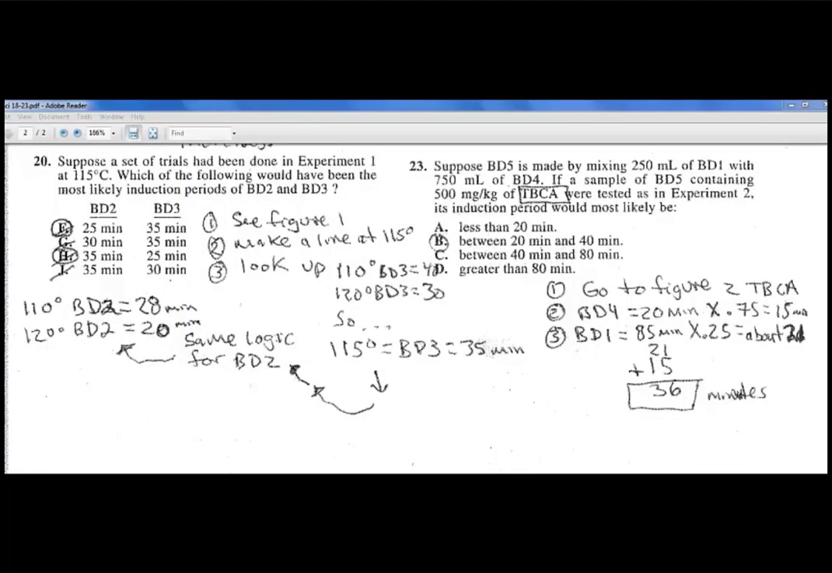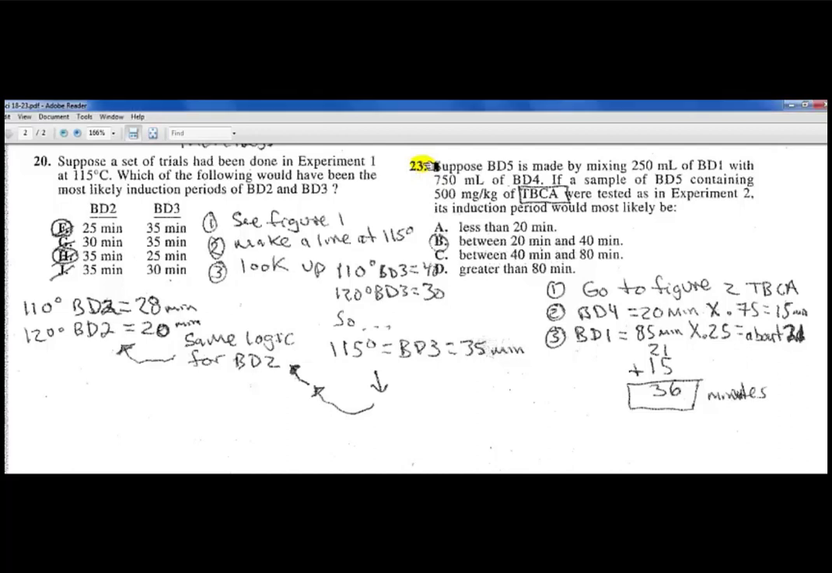Test 68C, Science, Practice Problem number 23. Number 23 reads, suppose BD5 is made by mixing 250 milliliters of BD1 with 750 milliliters of BD4. If a sample of BD5 contains 500 milligrams per kilogram of TBCA that was tested in experiment 2, its induction period would most likely be.